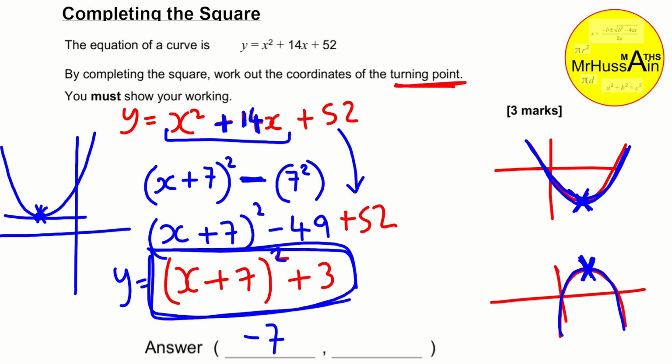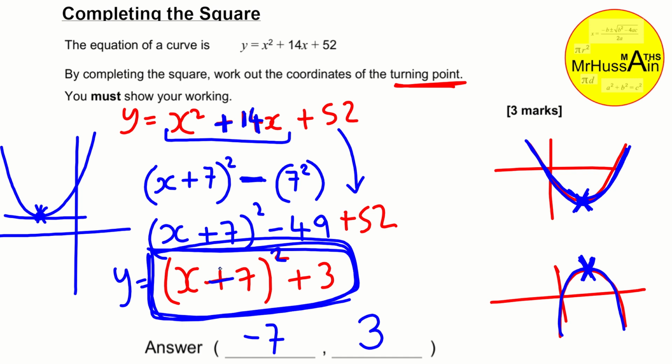There's no other x value which can make this at its lowest. And this obviously then gives you a y coordinate of 3. Because when you put minus 7 in there, you get 3. If you made x 4, 4 plus 7 is 11, 11 squared, it gives you a bigger value. So the lowest value you can get is when x is minus 7.